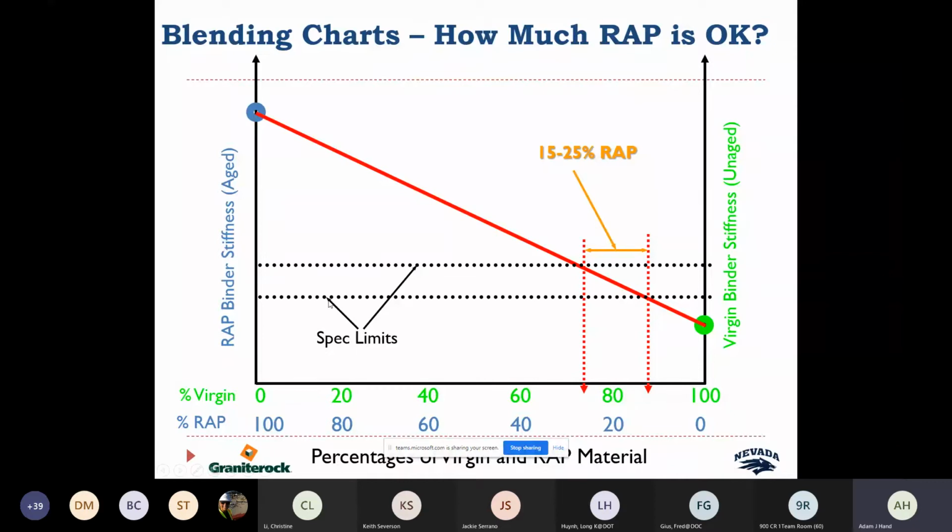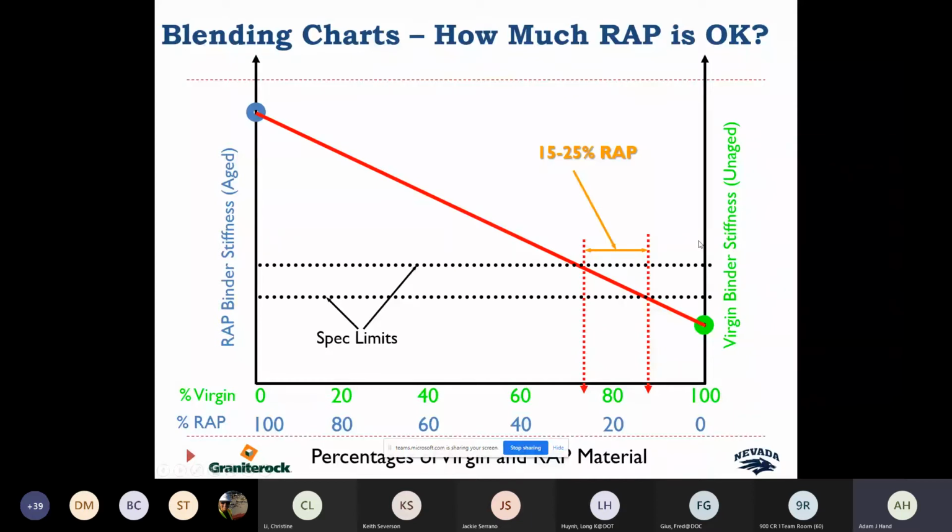Now, if this were the spec limit range for the stiffness of the binder in a given environment, in a given part of the state, our RAP would exceed that if the RAP came from the same location, right? Our virgin binders will either be somewhere in the range of the required or somewhere below it, because on the low end you can go below. So what this slide shows is if you want to use, say, 15 to 25% RAP, and your RAP stiffness is here, if you draw a straight line over to this axis, your virgin binder has to have a stiffness of this number, whatever it is. And then that allows for 15 to 25% RAP.